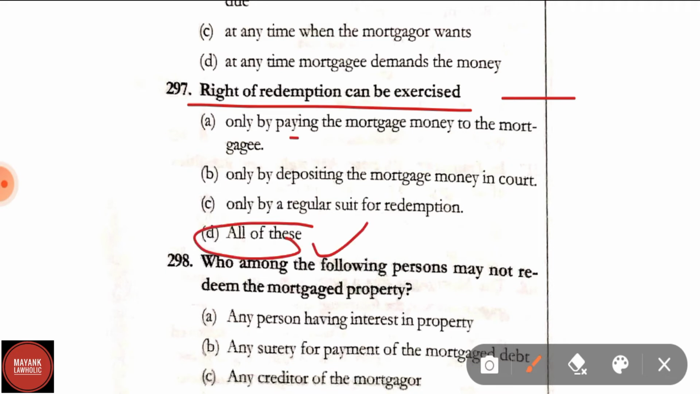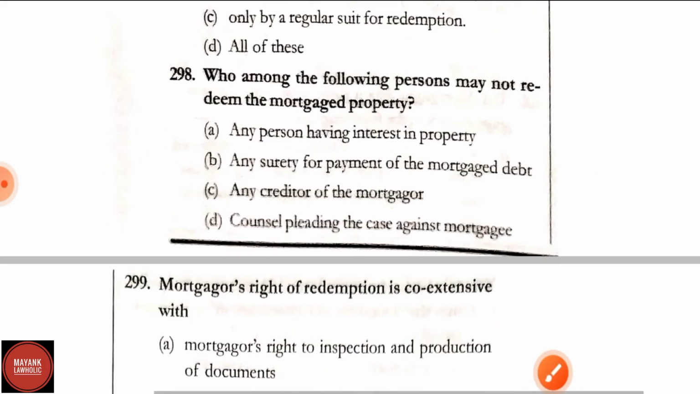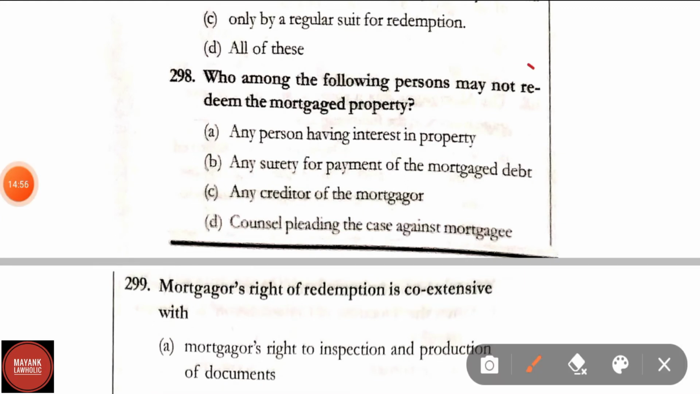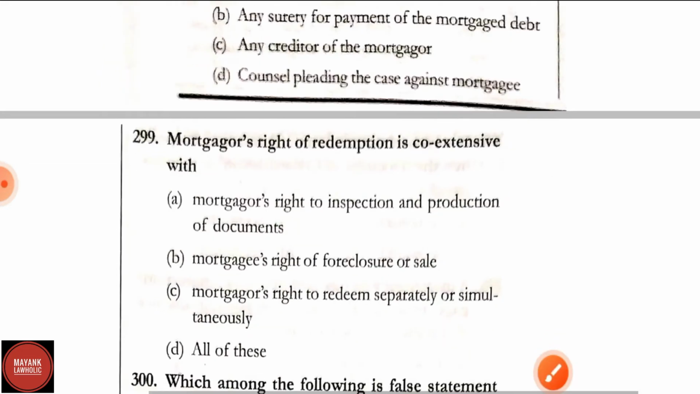Right of redemption can be exercised by paying the mortgage money to the mortgagee, by depositing the mortgage money in court, and by a regular suit of redemption. Question number 298. Who among the following persons may not redeem the mortgage property? Options are any person having interest in the property, any surety for payment of the mortgage debt, any creditor of the mortgagor. Option D, counsel pleading the case against the mortgagee. Correct answer here is option D, that is counsel pleading the case against the mortgagee may not redeem the mortgage property. Other persons can redeem the mortgage property.